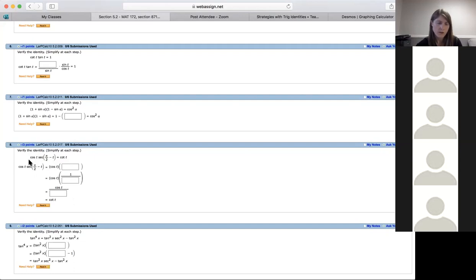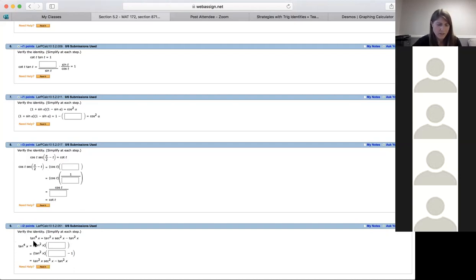So notice on this one, you have the left-hand side cotangent, or excuse me, cosine t, secant pi over 2 minus t equals cotangent. So what they're doing is working with the left-hand side and breaking down the left-hand side, simplifying it in order to get the right-hand side. When you're dealing with an identity, you can pick either side to work with and transform to the other. It's not always the left-hand side. Sometimes it's easier to start with the right-hand side. I think they did the same thing in the left-hand side on this guy.